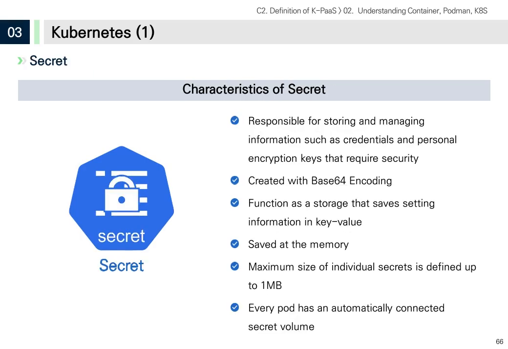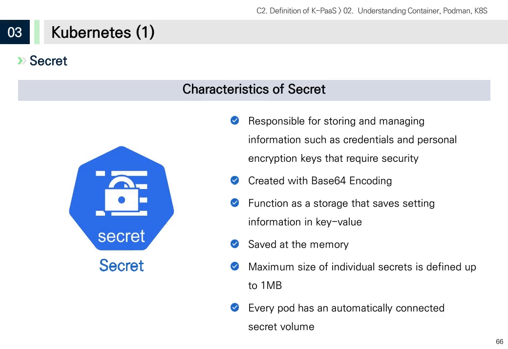Like config maps, secrets are a store for configuration information in the form of key values. However, secrets store information that needs to be kept secure, such as credentials and private encryption keys, and are generated in base64 for encoding. The maximum size of an individual secret stored in memory is 1 megabyte.